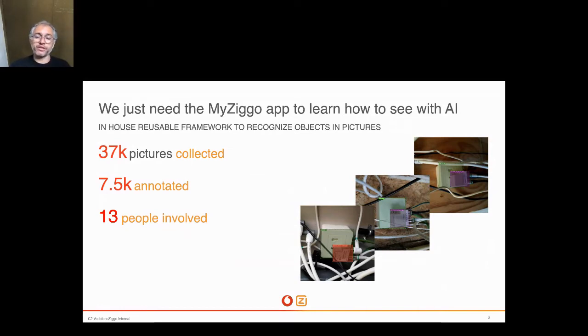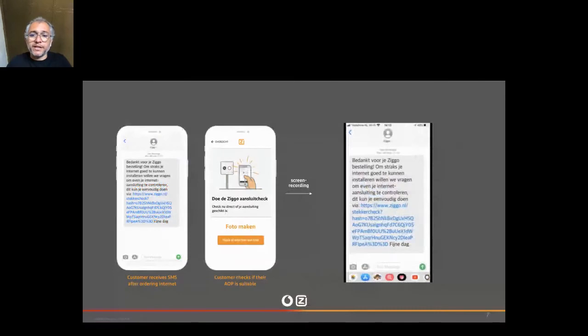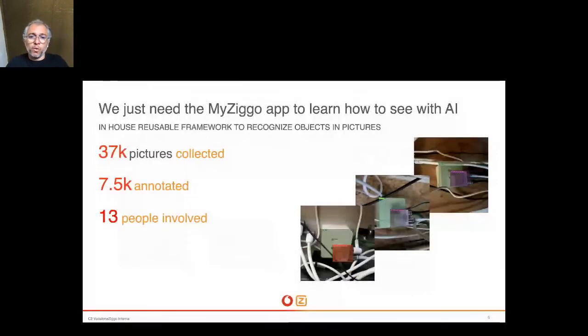So in the annotation process, as you can see, it's just about drawing bounding boxes on the images using some annotation tool, and then telling what kind of object you have within that bounding box. So then in the examples here, we have an AOP, which is the socket plate where the coaxial cable goes, and the splitter. Then it's all fine. We did all these annotations.